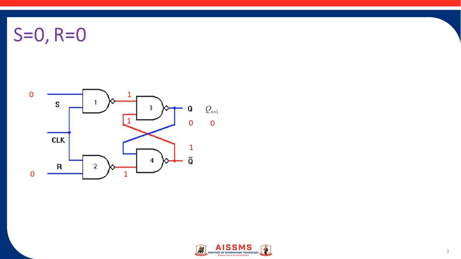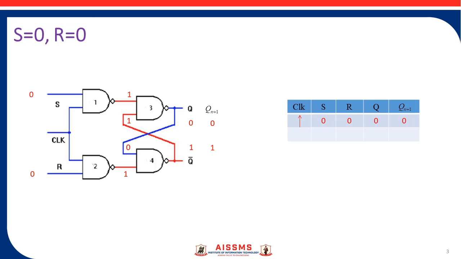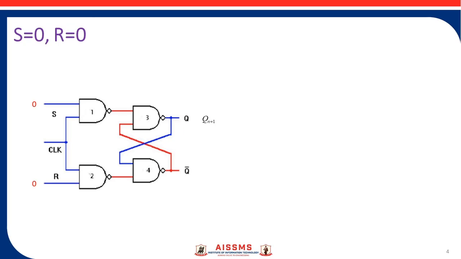What will be the value of the complement of Qn plus 1? So 0 is given to the input of the fourth NAND gate. The output of the fourth NAND gate will be 1, meaning we are getting the same value again. Now we'll change the value of Q. Instead of 0, we'll put 1 here. So Q is equal to 1 now. So 1 is given to the input of the fourth NAND gate. The output of the fourth NAND gate will be 0 because we are providing 1 as an input.